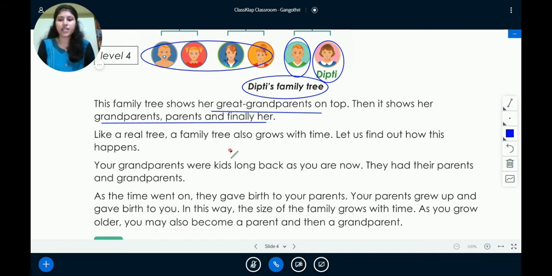Right? Okay, now just like a real tree, you might have observed a tree will be smaller and then grows and becomes big. Just like a real tree, a family tree also grows with time. Let us find out how it grows with time. Alright.